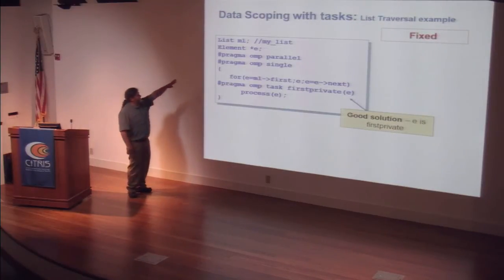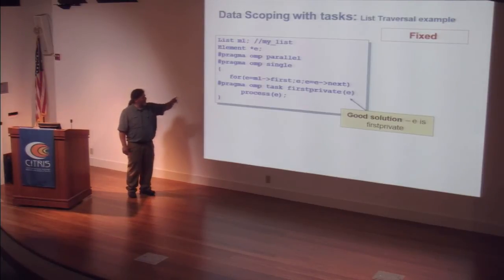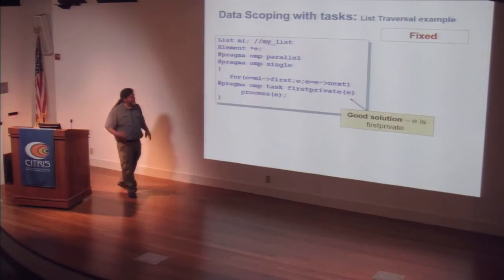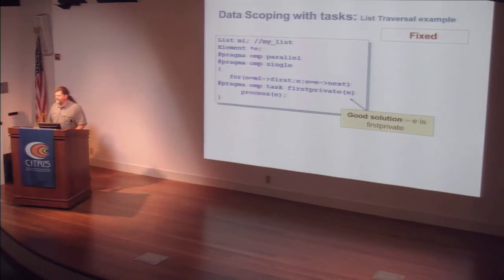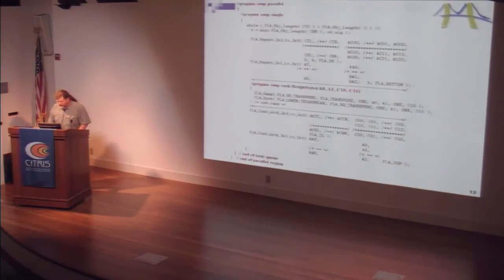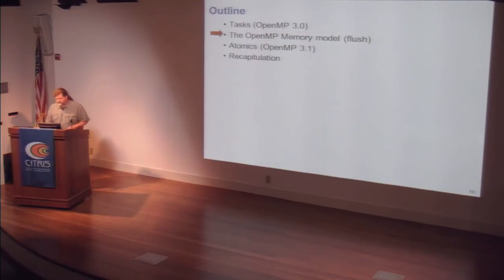All right? So here's another example. I'm going to create a bunch of threads. I'm going to have a single. It's going to walk through a for loop, and it's going to create a whole bunch of tasks. And I use the firstprivate to say, capture the state. So when I create the task, it captures that value of the pointer. So very straightforward. And there's other examples there that show you how that works.